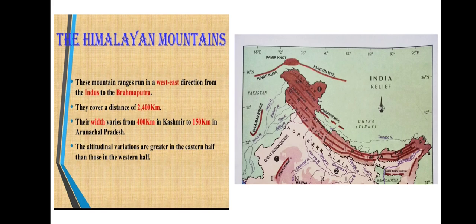So these Himalayas stretch from west to east direction from Pamir North. They start from Pamir North and end almost towards the Arunachal Pradesh part. It covers a distance of around 2,400 kilometers from west to east, but the width varies. You can clearly see from the map. In J&K, the width is more as compared to the width in Arunachal Pradesh. And there are altitudinal variations as well.